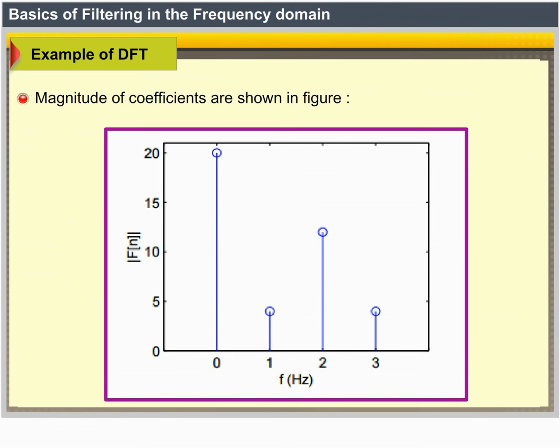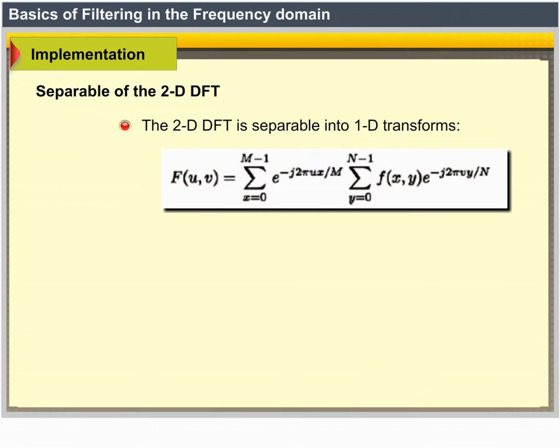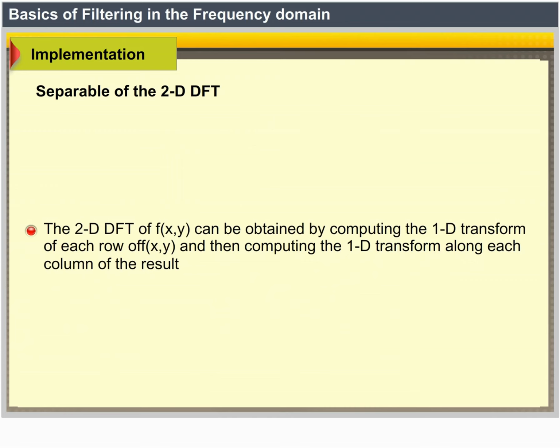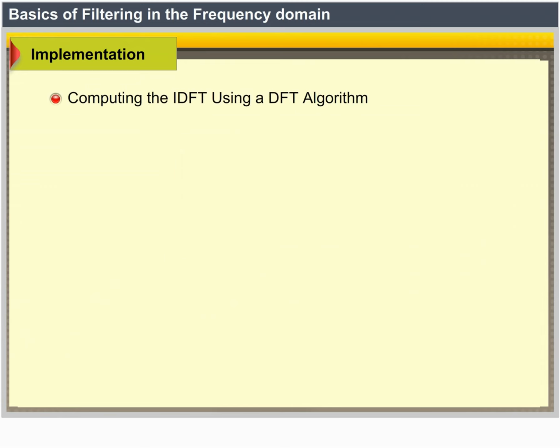Separability of the 2D DFT. The 2D DFT is separable into 1D transforms as per the representation shown on screen. The 2D DFT of f of x, y can be obtained by computing the 1D transform of each row of f of x, y and then computing the 1D transform along each column of the result. Computing the IDFT using a DFT algorithm will be as shown on screen.